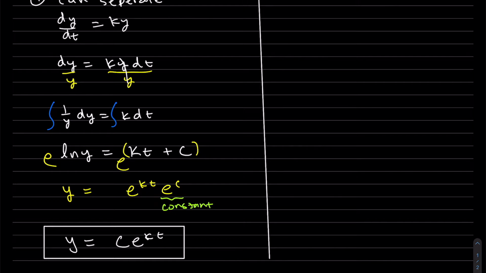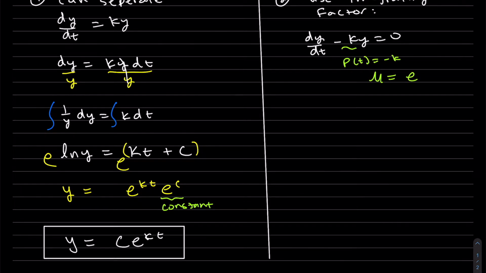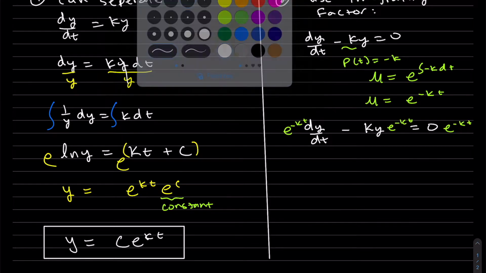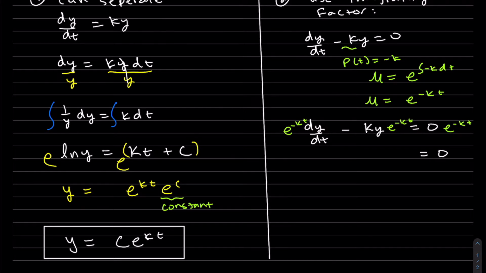Alternately, just to remind you, we can use the integrating factor. So our integrating factor is e to the integral of p with respect to t, which is minus k dt. So multiply both sides by our integrating factor. This stays 0. We can write this as a derivative in terms of t times y.